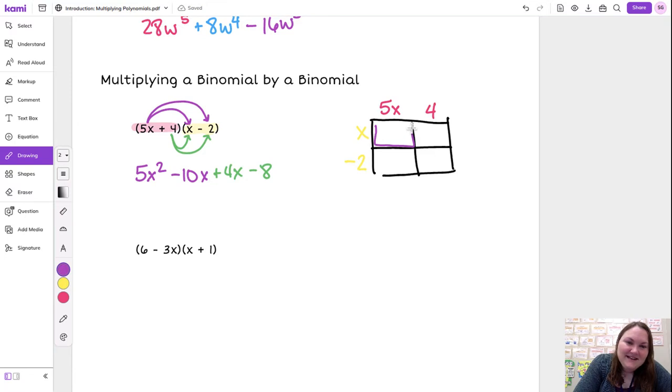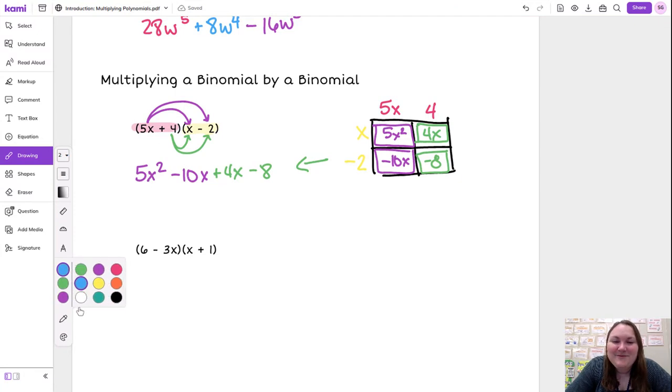This box right here, I need to multiply 5x by x. That's 5x squared. This box right here, I'm multiplying, go up, 5x, go to the left by negative 2. 5x times negative 2 is negative 10x. The third box, this one right here, I'm multiplying, go up, 4, go to the left by x, which is 4x. And then this final box here, go up, I'm multiplying 4, go to the left by negative 2, that's negative 8. I put them in those colors to show you it's the exact same answer we have over here, just two different ways of getting those 4 terms.